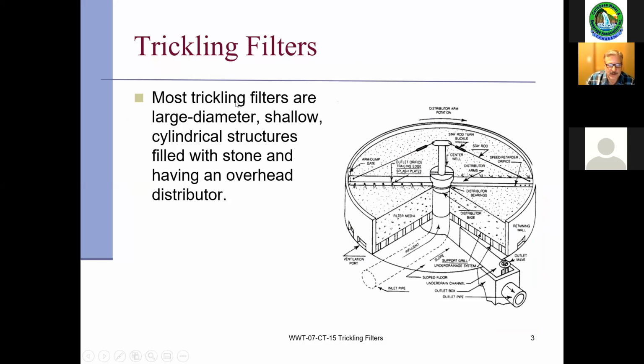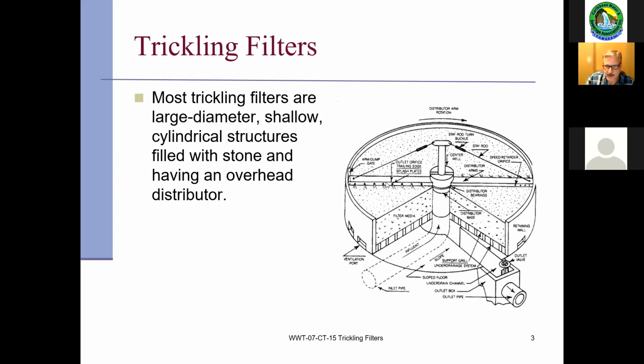Most trickling filters are large diameter, shallow structures filled with stone and have an overhead distributor. They're typically covered as well. You'll see a lot of applications in colder weather where they're covered, and in warmer weather, it's not so important. They're very large tanks in diameter, shallow, so they're not too deep. And then the distributor arm on top as it moves around. I have several other pictures of these that we'll go through, so if this one's a little unclear, just bear with it.